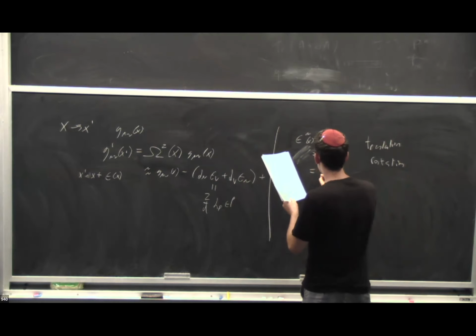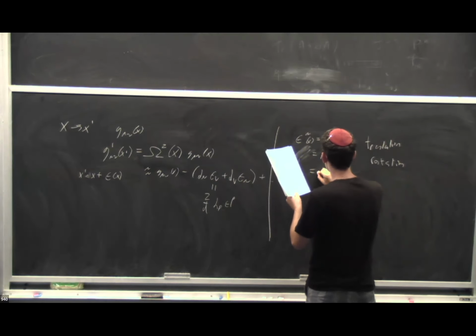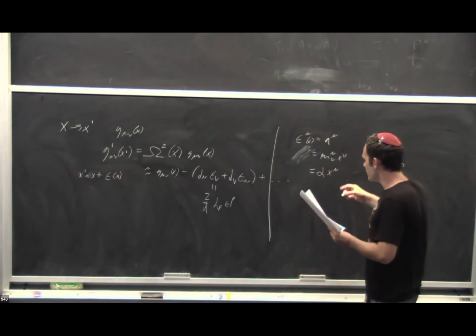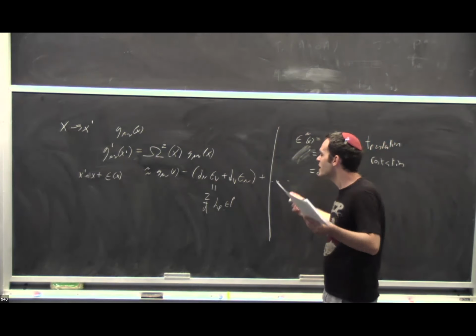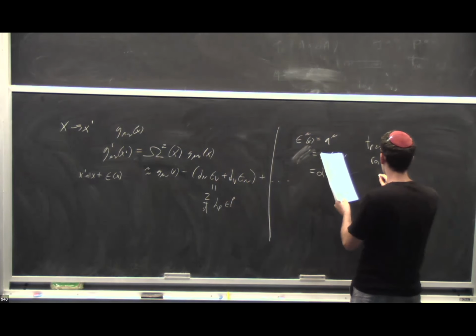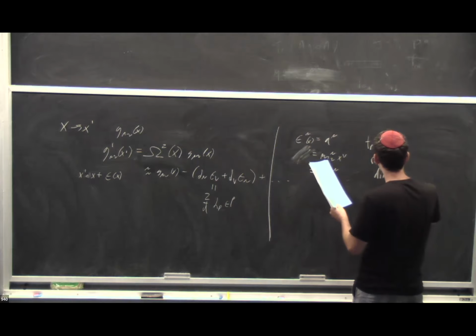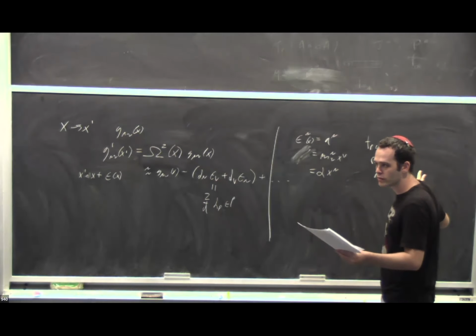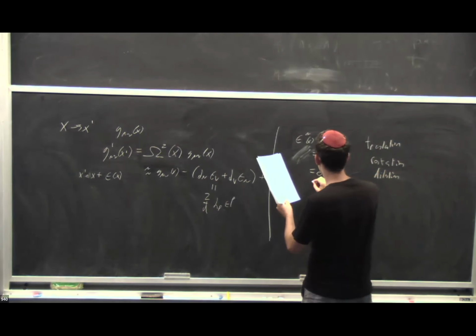Another solution is a dilation. We have some overall alpha, which is multiplying x mu. It's very easy to check this; you can even probably do this in your head, that this equation is satisfied by these very simple solutions. This is called a dilation, which is basically scale invariance. Some people like to call it dilatation, which I never understood why. I think dilation is much more elegant.